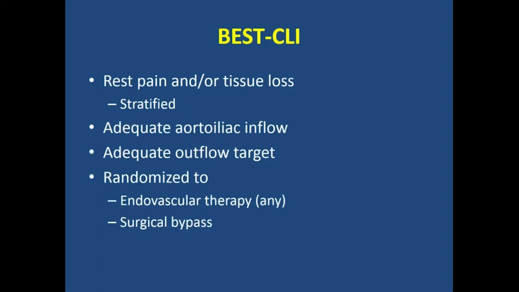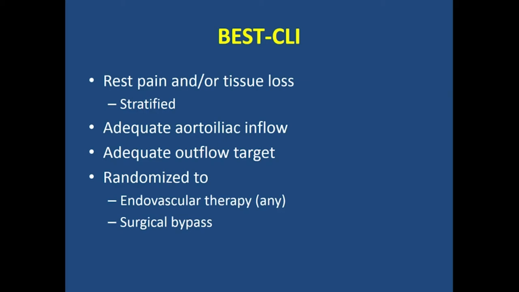Right now there is a trial going on primarily in the United States, but it's recently been expanded to centers outside the United States, called the Best CLI trial. We are participating in this trial here at UC Davis. It's taking patients with either rest pain or tissue loss, and stratifying them into two different groups, because the outcomes are quite different for those two presentations. It's basically looking for patients who have atherosclerosis from the groins down.